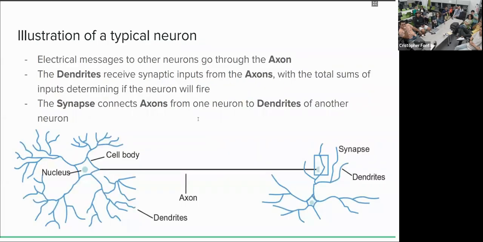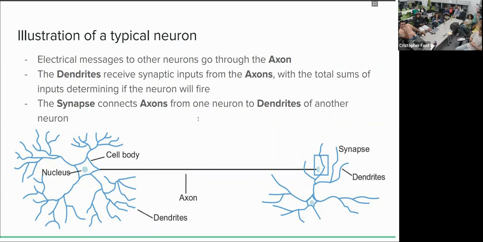Moving on to the illustration for a typical neuron, there's a few things going on here. There's an axon, which is where electrical messages go from one neuron to the other. Specifically, the messages sent through the axon go to the dendrites. They receive synaptic inputs. And if the total sum of the inputs that a dendrite is receiving is greater than the threshold for that neuron, then the neuron will fire and do whatever it does. There's no real standard for what a neuron does. They're extremely complicated. They have a lot of functions in the brain.